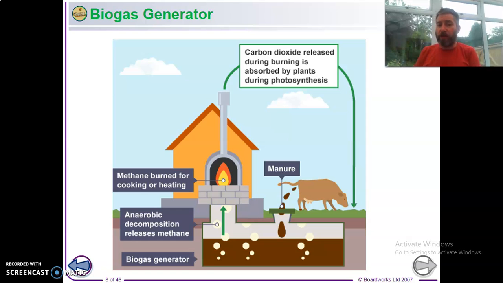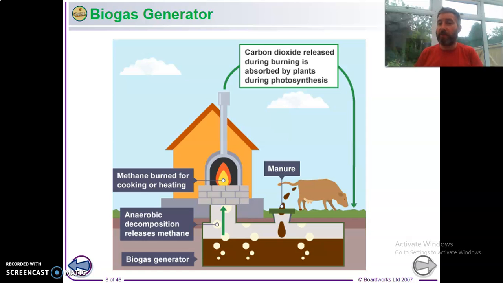We can use the recycling cycle for useful things to make fuels. And an example of this is a biogas generator. What is a biogas generator? Well, it makes gas from living stuff. So what we do, we get animal manure, so we get waste, and we use cows, pigs, sheep, you name it. But animal waste, manure, and that goes into a biogas generator. A biogas generator is just an underground container which has lots of decomposing bacteria. They anaerobically decompose that, and that releases a gas called methane. And the methane can be used as a fuel for cooking or for heating or whatever.